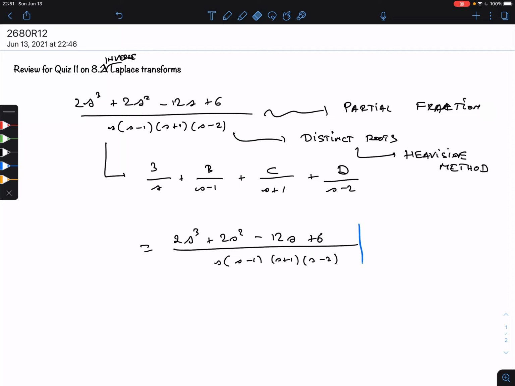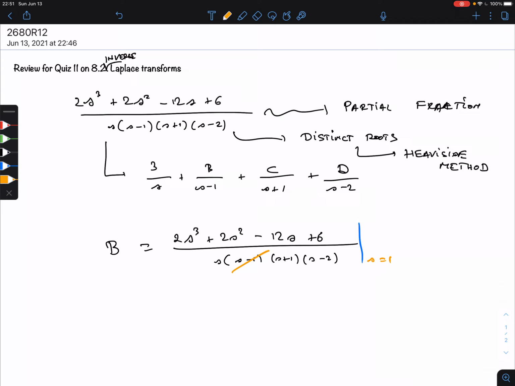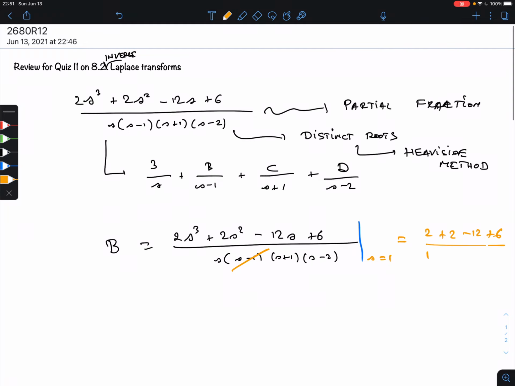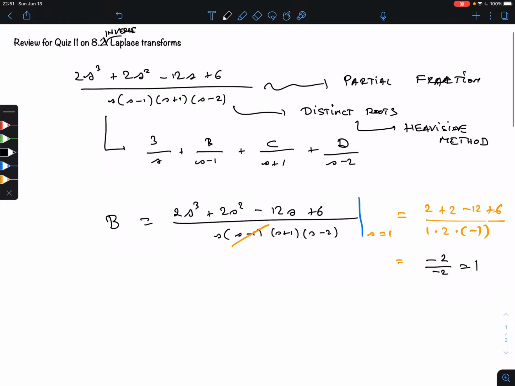Okay? All right, so B, I do the same thing. B is on top of s minus 1, so s minus 1 goes, and I plug in s equals 1. Then on top I get 2 plus 2 minus 12 plus 6. Then in the bottom I get 1 times 2 times minus 1. So that would be, 4, 10, so minus 2 over minus 2, I get 1. All right, so B is 1, and oh, there's my 1, that came out nice.